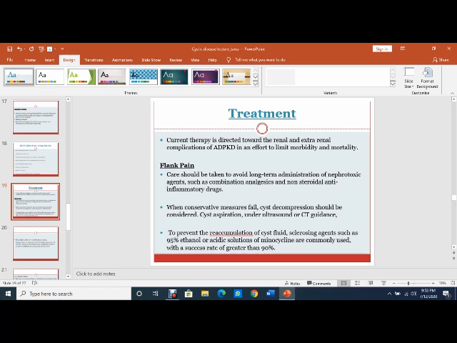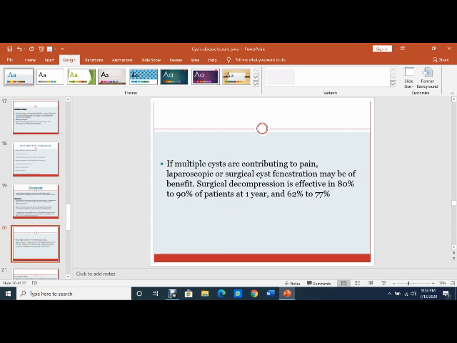To prevent the reaccumulation of the cyst fluid, sclerosing agents such as ethanol or an acidic solution of minocycline are commonly used, with a success rate of greater than 90%. If multiple cysts are contributing to pain, then we should think about laparoscopic or surgical cyst fenestration, which may be beneficial. Surgical decompression is effective in 80 to 90% of patients at 1 year.